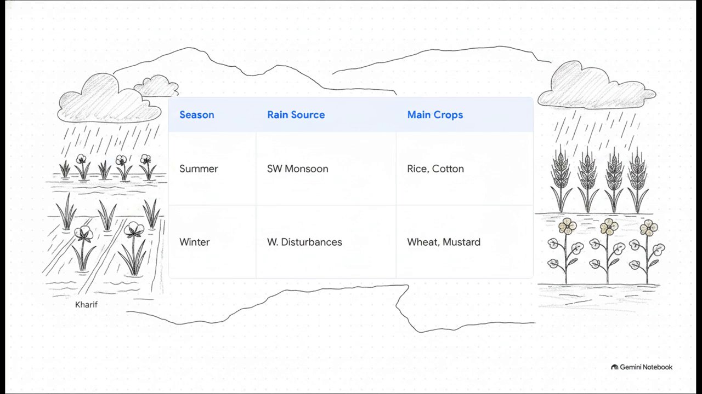However, when the system works perfectly, it actually gives India an incredible advantage: massive crop diversity. The heavy southwest monsoon creates exactly the right flooded conditions for kharif crops like rice and cotton. Then, completely separate from the monsoon, winter weather systems, known as western disturbances, bring just enough gentle rain to North India to support entirely different rabi crops like wheat and mustard. This distinct seasonal zoning means India can cultivate a wider variety of produce than almost any other nation on Earth.